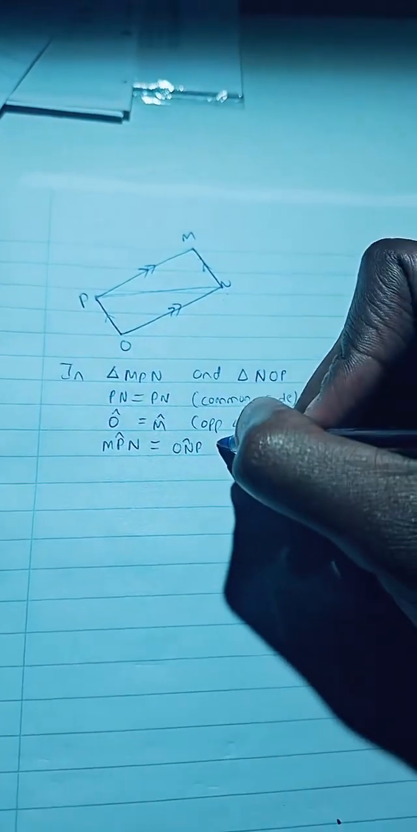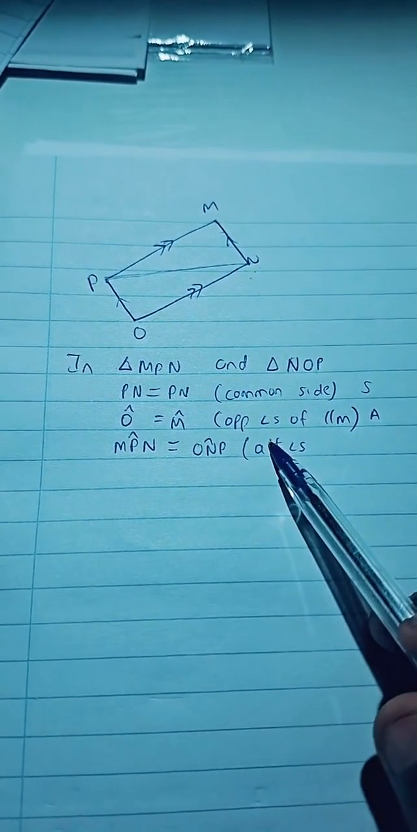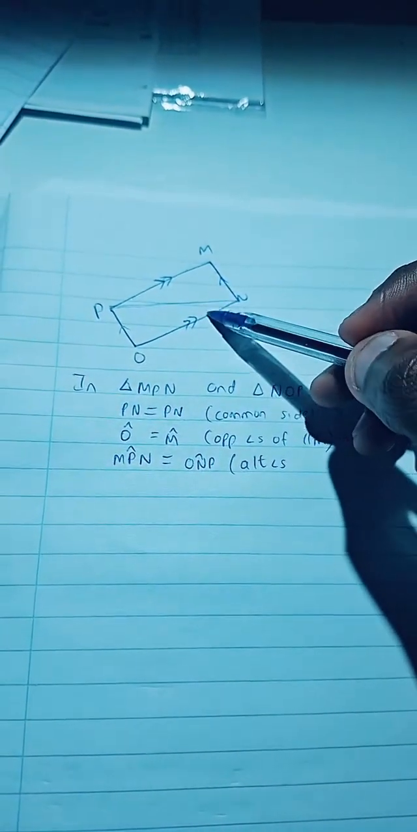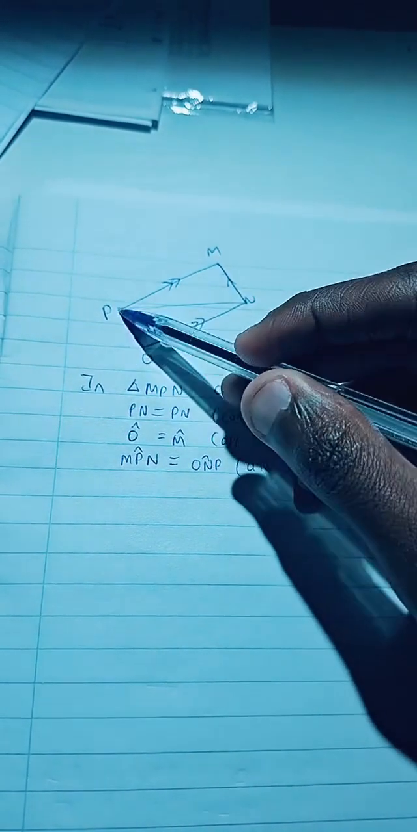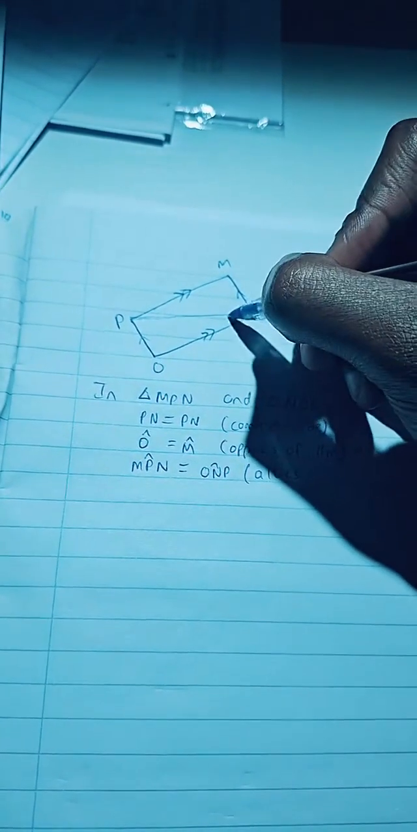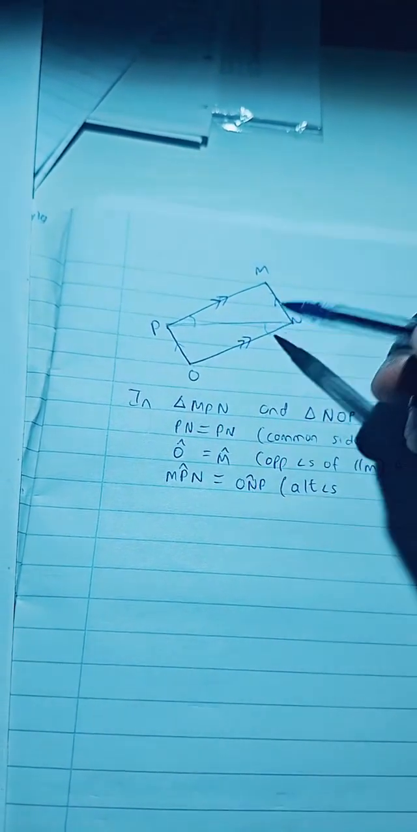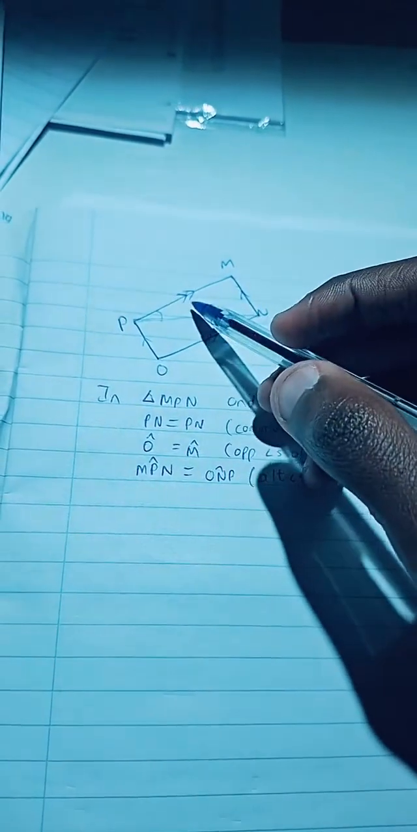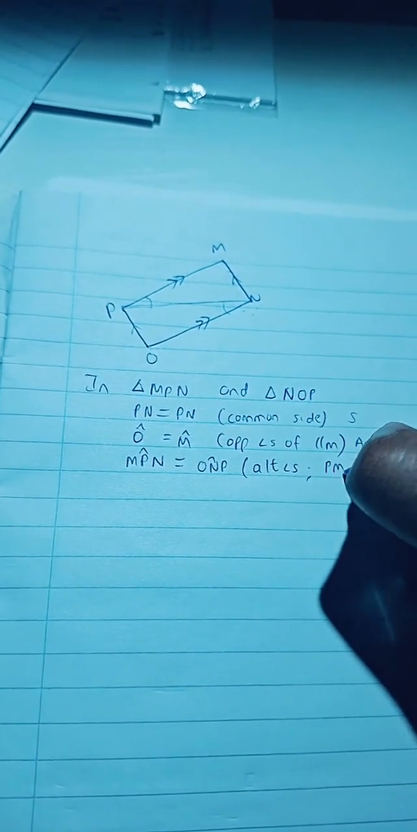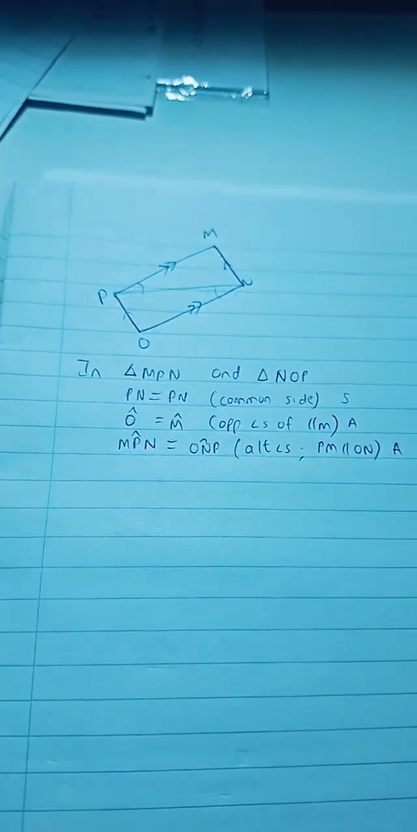Okay, so hopefully we can see that it's because of alternate angles. The Z shape, the N: this angle is equal to that angle. MPN is equal to ONP. You have these parallel lines, so that means these two angles are equal. Alternate angles, and we can say PM is parallel to ON. That is our second A.